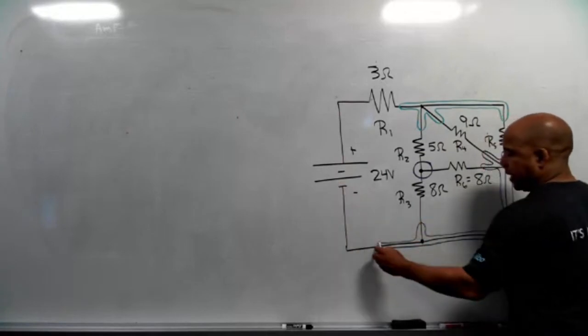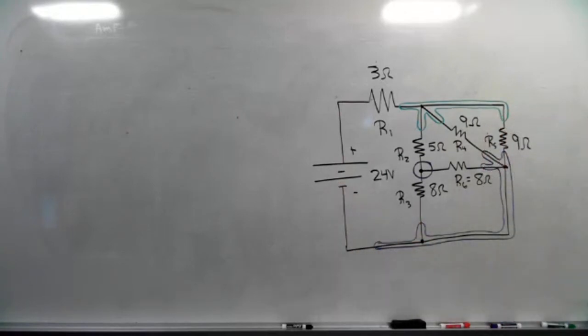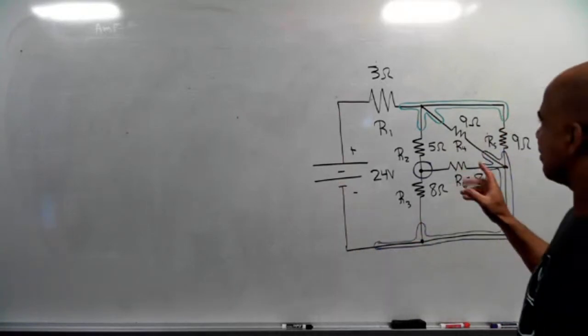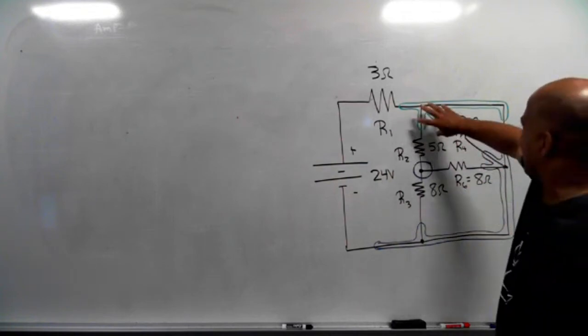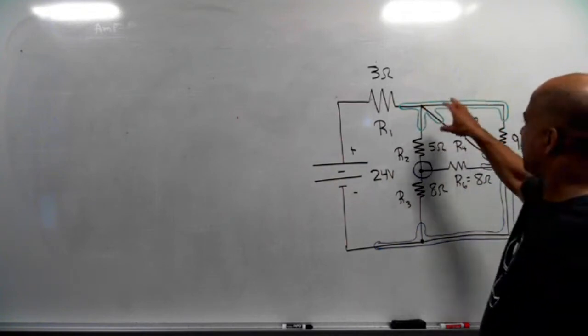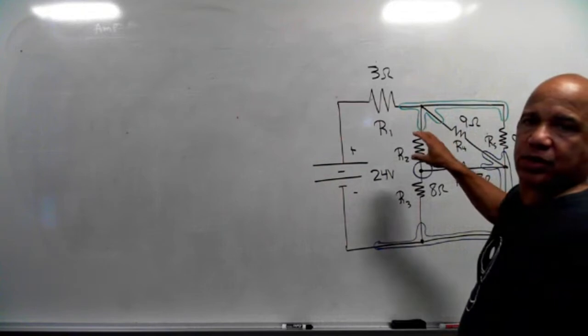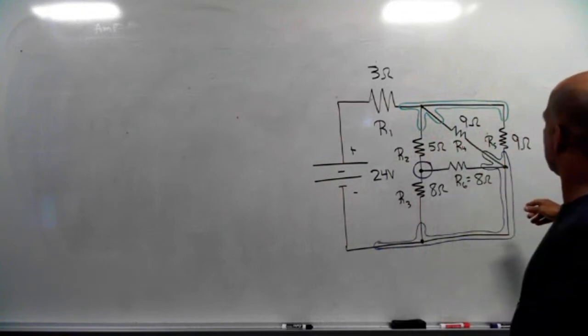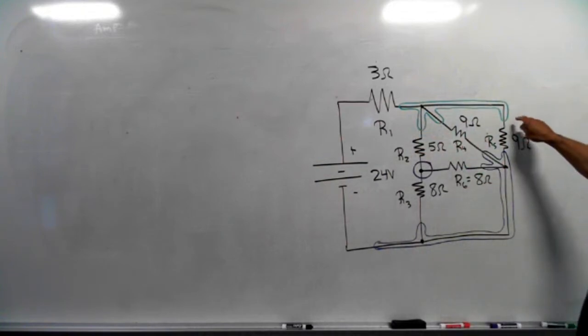I can draw it all the way up to there if I want to. So see how I kind of drew it? It's kind of funny the way I drew it, but I just want to exaggerate the node to emphasize which resistors are touching which node. So now I'm going to draw these nodes.